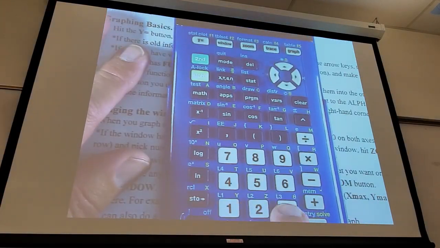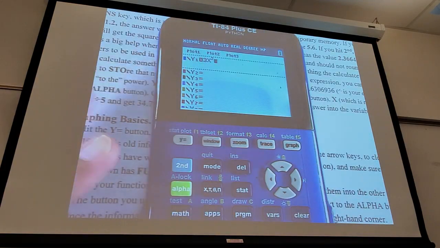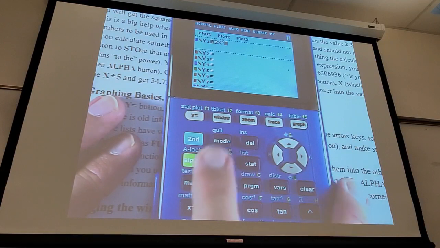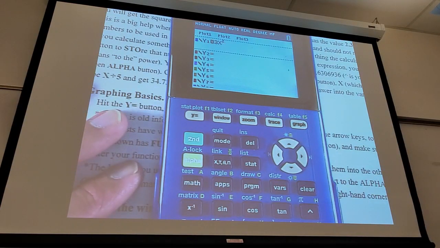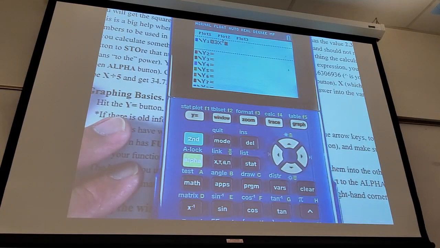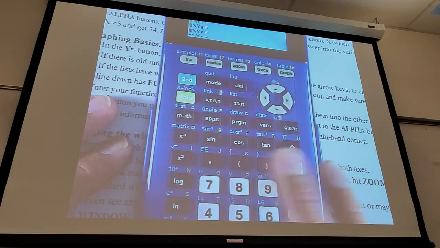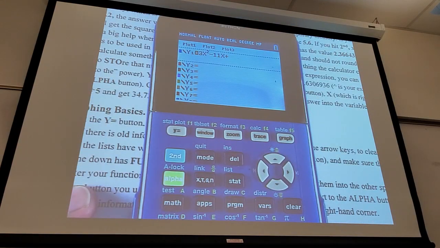Let's put in there 3x squared, right? And the x button again is right here. That's like your all-purpose variable button. 3x squared minus 11x plus 12.